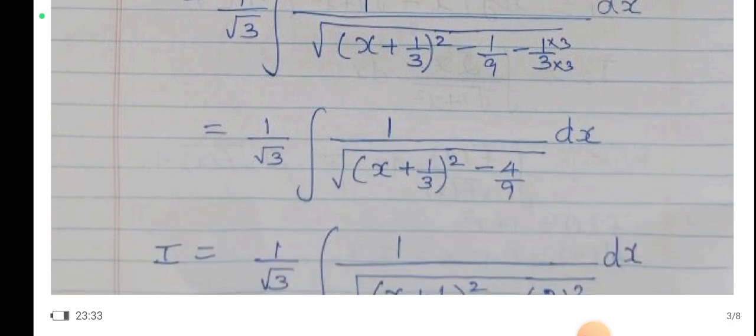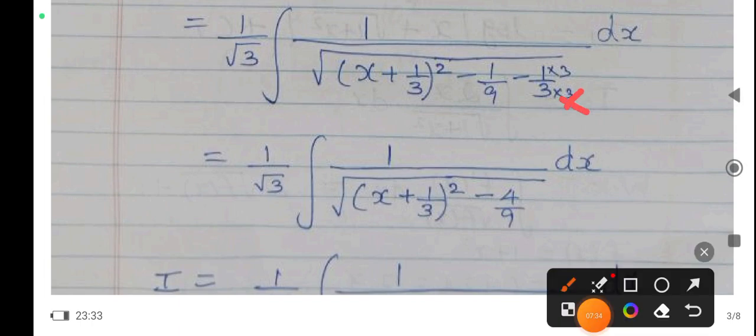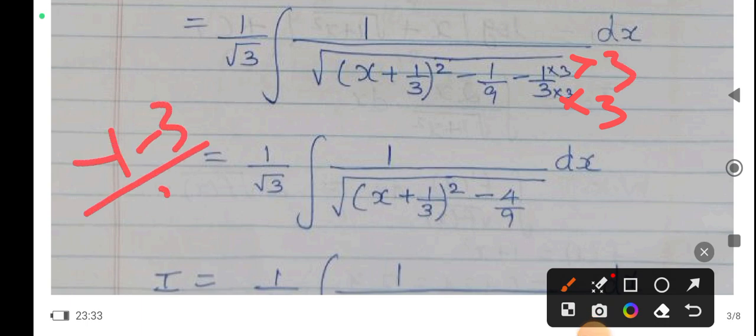Clear? Check. Is this clear? Then take the LCM as usual, into 3 into 3. So we'll get minus 1 minus 3 by 9. So minus 1 and minus 3 if we add now, minus 4 by 9. Clear?